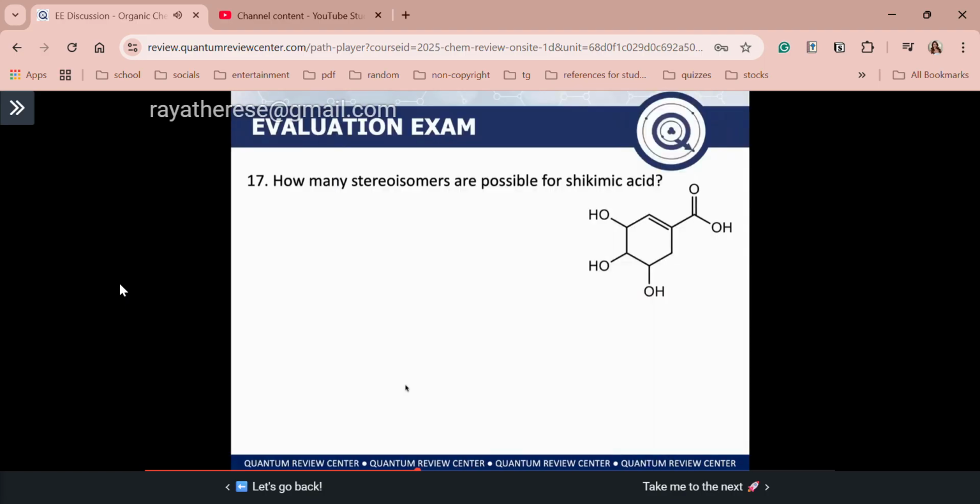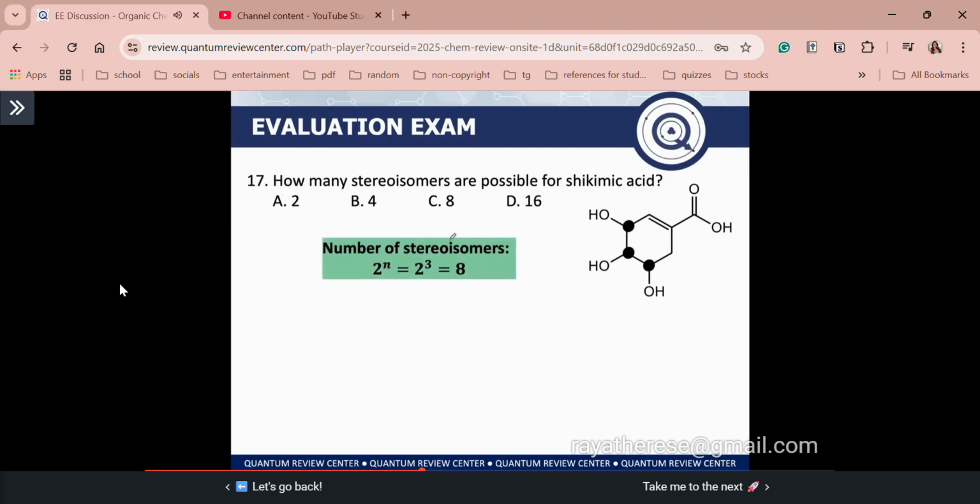How many stereoisomers are possible for shikimic acid? Here is the structure and here are the choices. Class, the first thing to do is locate the chiral centers in shikimic acid. Sir, I think we have 3 chiral centers. Very good. With that, use only the formula. Class, this is straightforward. Again, 2 raised to n since we have no internal symmetry. Chiral centers, three, so 2 raised to 3 is equivalent to 8.